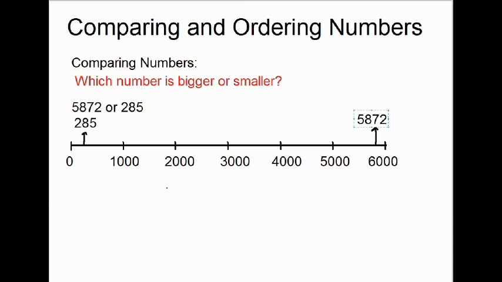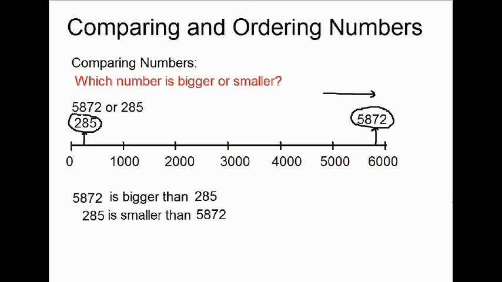And again here, if we're looking at this number line, trying to figure out which one of these values is bigger, well, 5,872 is much, much farther to the right on our number line than 285 is. 285 is much, much further to the left. So that means we can make these two statements here. We can say that 5,872 is bigger than 285 because 5,872 is further to the right on the number line. Or we could say 285 is smaller than 5,872.